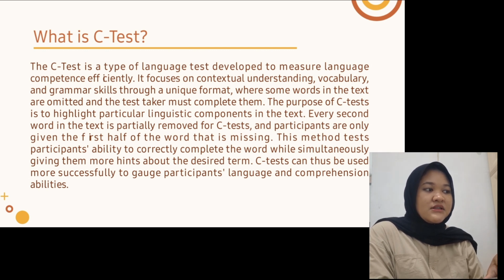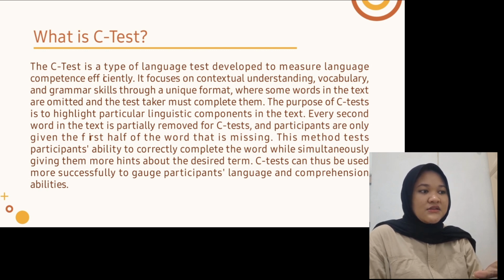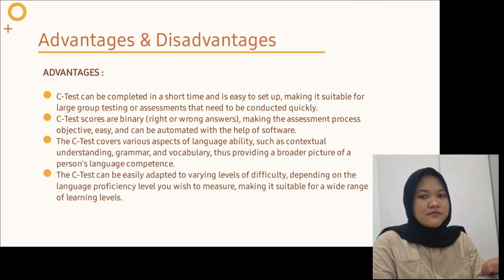Every second word in the text is partially removed for C-test, and participants are only given the first half of the word that is missing. So basically this method tests participant ability to correctly complete the word while simultaneously giving them more hints about the desired term. C-test can thus be used more successfully to gauge participants' language and comprehension abilities.